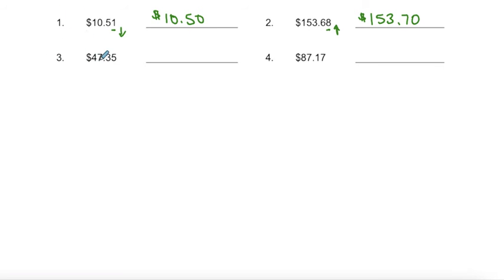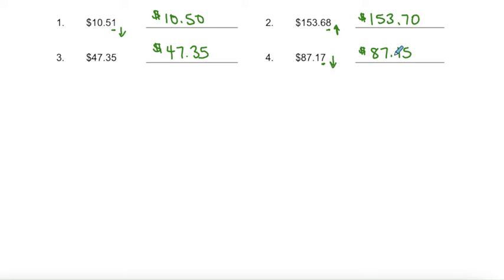For number 3, $43.35 stays the same because it's already a multiple of 5. And number 4, because this is a 7, I have to round down. So this now becomes $87.15. So these rounding rules are very important to remember when you are dealing with cash.